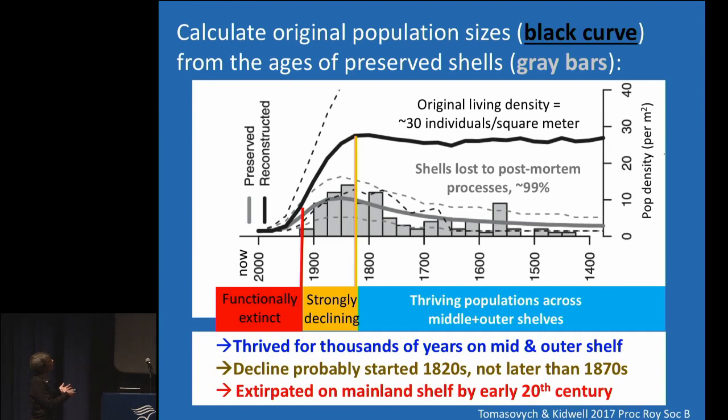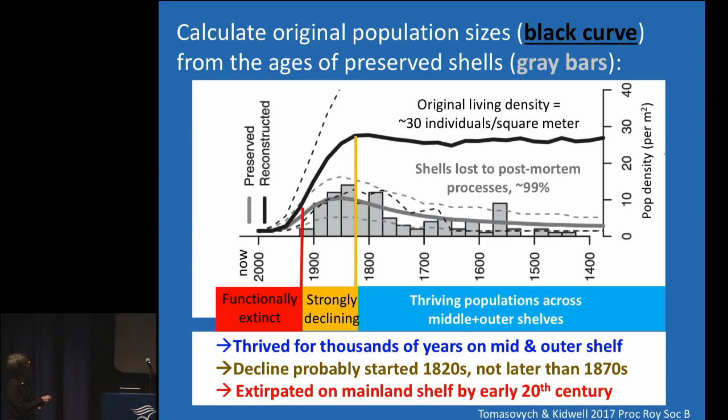And what is shown in black is our reconstruction of the original density of living brachiopods on the seabed to produce this observed frequency in the death assemblage. And the difference between these two, what we've basically done, is we have restored all the shells that have been lost to postmortem wear and tear in the millennia since the present day. Okay, and we have done a lot of work on that before we ever started doing these brachiopods.